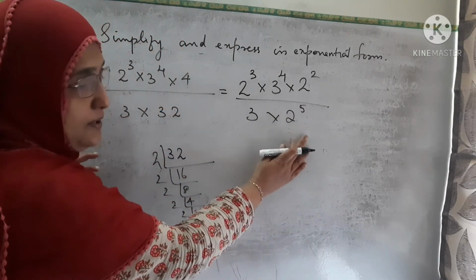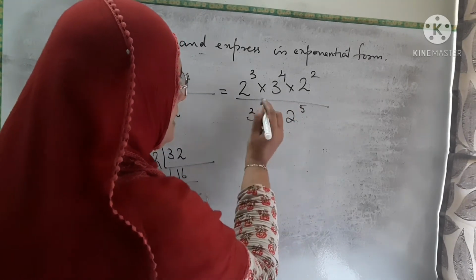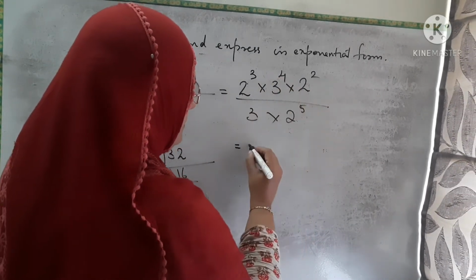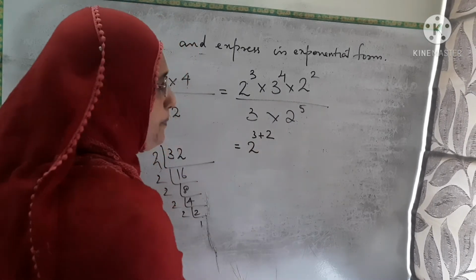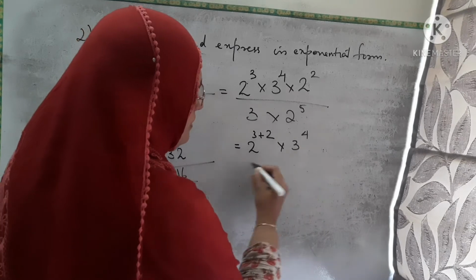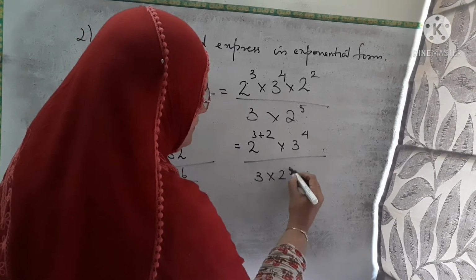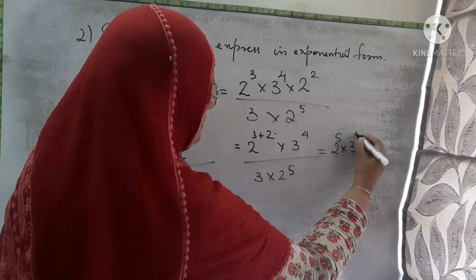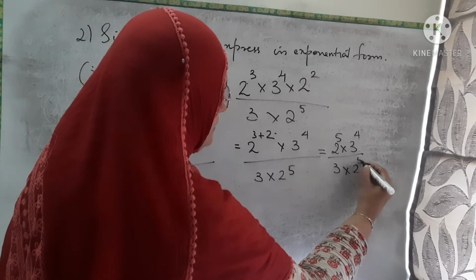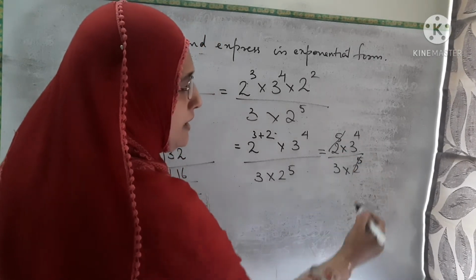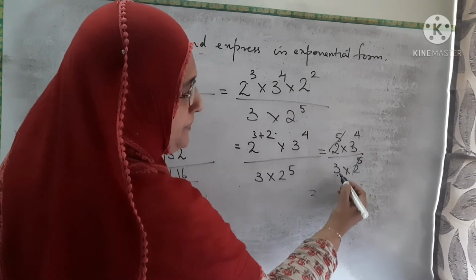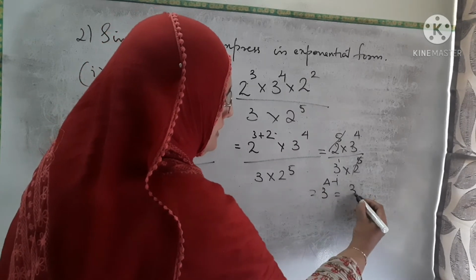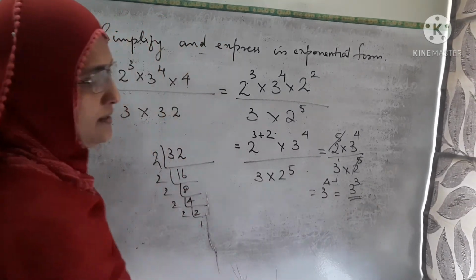Now you wrote it in the exponential form. Next, I think first you can multiply 2 raised to 3 into 2 raised to 2. What is it? 2 raised to 3 plus 2, into 3 raised to 4 by 3 into 2 raised to 5. So that will be equal to 2 raised to 5 into 3 raised to 4 by 3 into 2 raised to 5. Now these two are same, they are cut off. So 3 raised to 4 by 3. 3 means 3 raised to 1. So it is 3 raised to 4 minus 1. That is 3 raised to 3. That will be the answer.